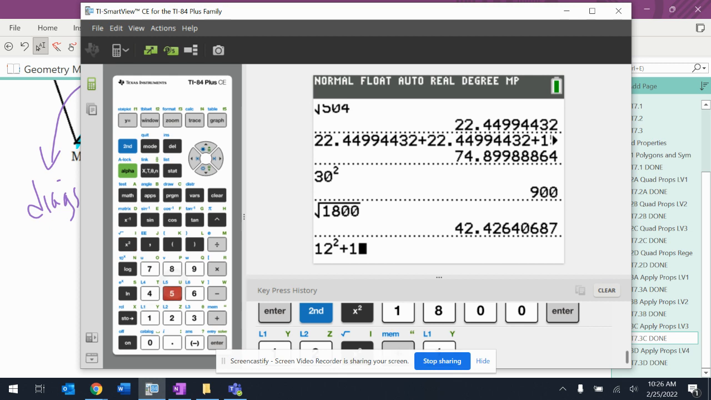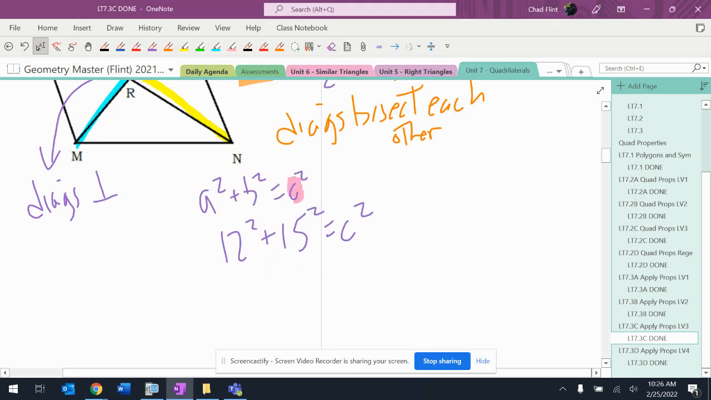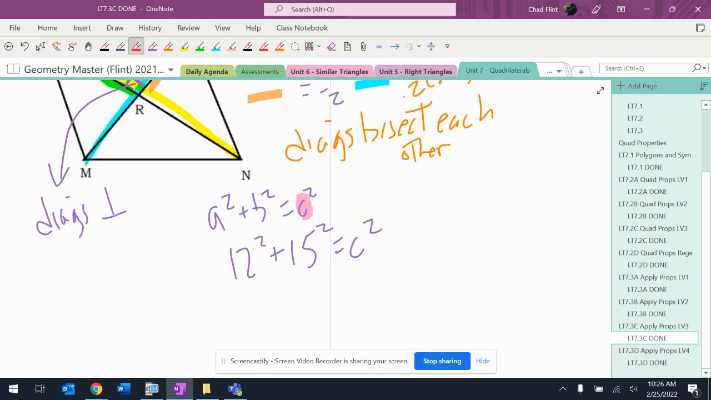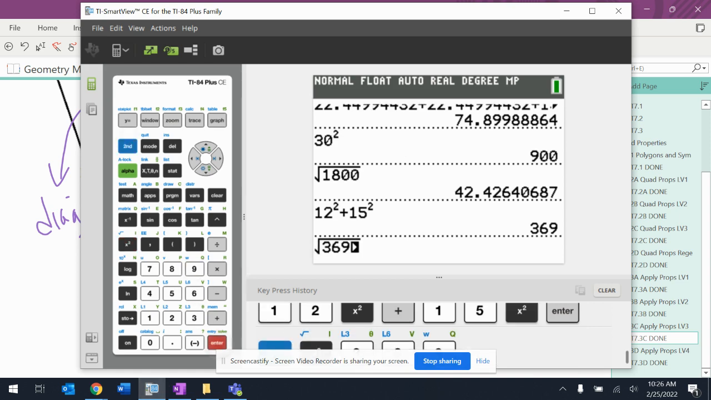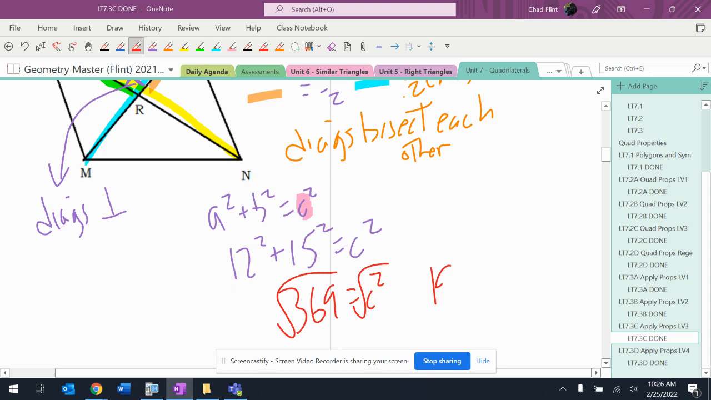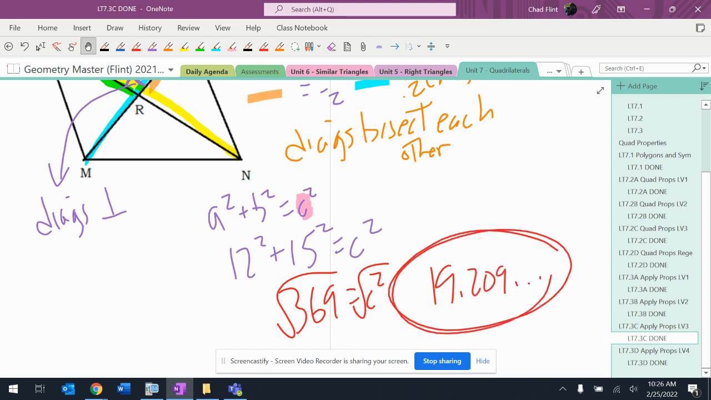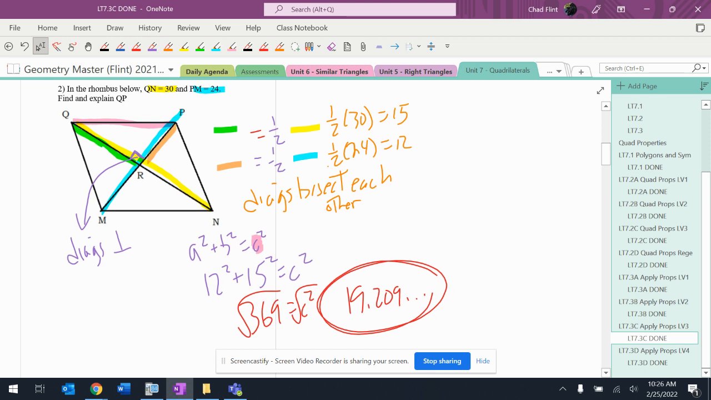That's 369 equals c squared, and I take a square root, and my final answer is 19.209. And because, again, there's no rounding, I didn't put any rounding in any of these, just leave it as that. If it was a Regents question or an exam question, it would have to tell you what to round to.